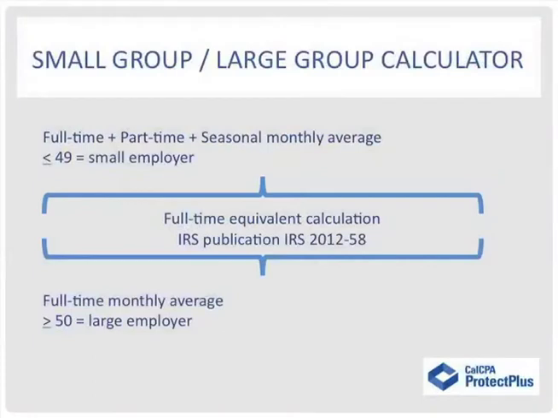Let's look at the simple cases. Average the monthly combined number of full-time, part-time, and seasonal employees for the preceding calendar year. If it is 49 or under, you're a small employer. If your average monthly full-time employees are 50 or more, you're large. Anything in between, you must do a full-time equivalent calculation. We cannot go into all the real-world scenarios here, but if you're around the threshold, review IRS Notice 2012-58 for complete details on how to calculate full-time equivalent employees.